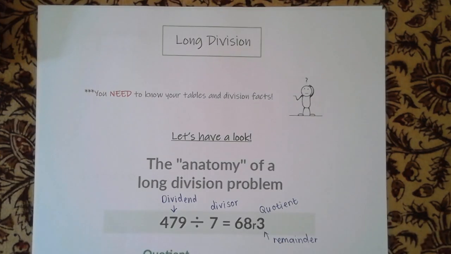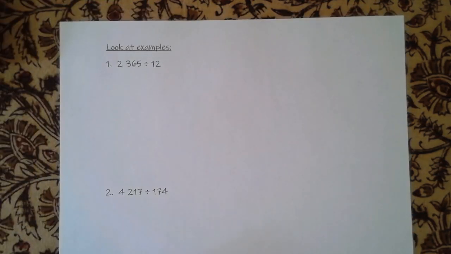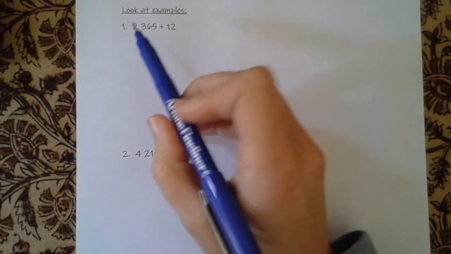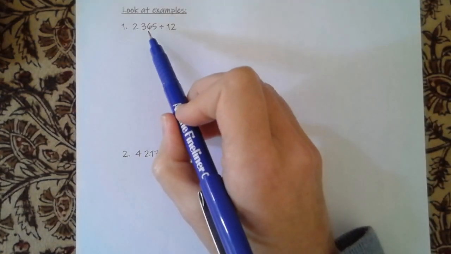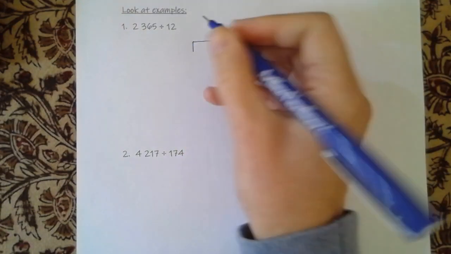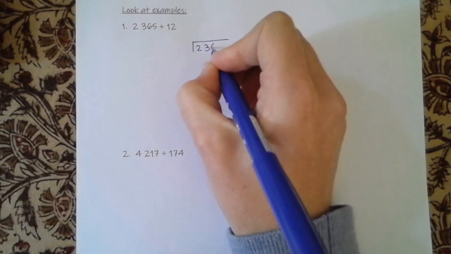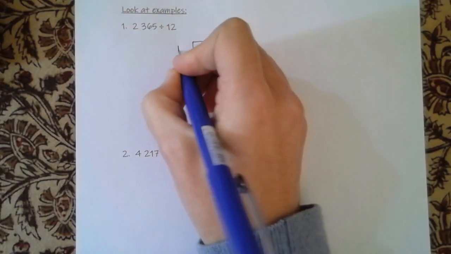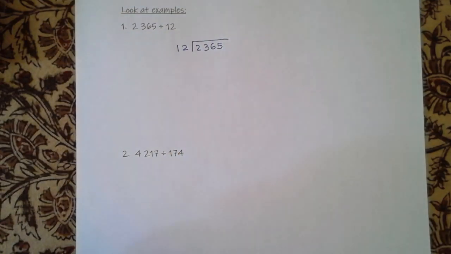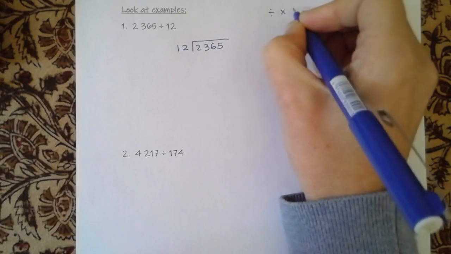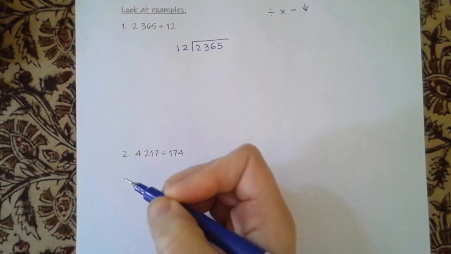Now we're going to look at two examples where we're going to divide by a two-digit and a three-digit number. Okay, so here we have 2,365 divided by 12. We're going to take the dividend, remember that word, 2,365, divided by the divisor, that 12, and the 12 will be written on the outside. Okay, remember the steps. We divide, we multiply, we minus, and we bring down.